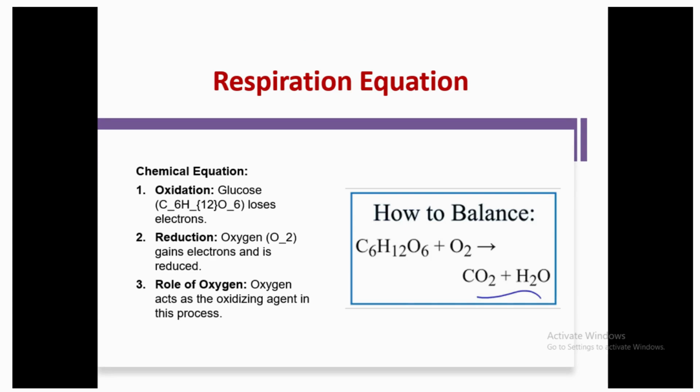There is also a respiration equation. For example, in the chemical equation, in the oxidation the glucose, which is C6H12O6, loses electrons. In the reduction, the oxygen gains electrons and is reduced. The role of oxygen is that it acts as an oxidizing agent in this process.